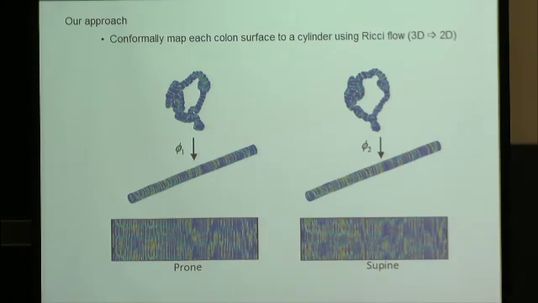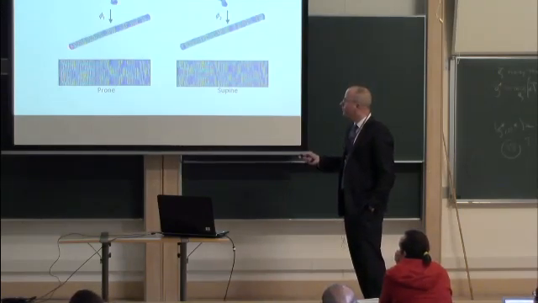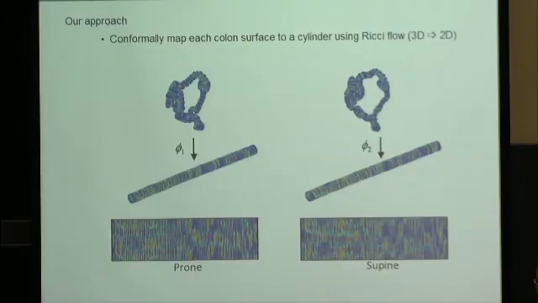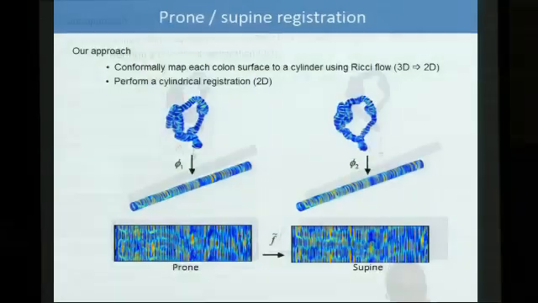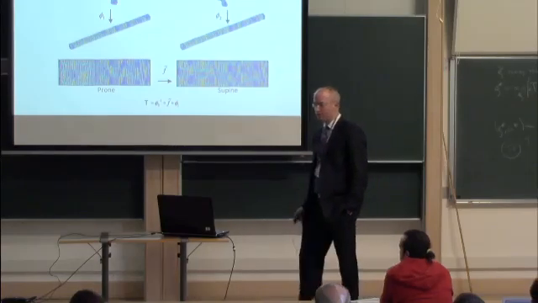And what we came up with was a technique that takes the 3D surface of the colon and transforms it into the shape of a cylinder using Ricci flow. We can then cut this cylinder open to create an image. So we can do this both for the prone and the supine, and then apply an image registration algorithm to register the two images. Then our full transformation will be a mapping from the 3D prone surface into the prone image. Then we have a mapping from the prone image to the supine image, then an inverse mapping back to the supine surface.